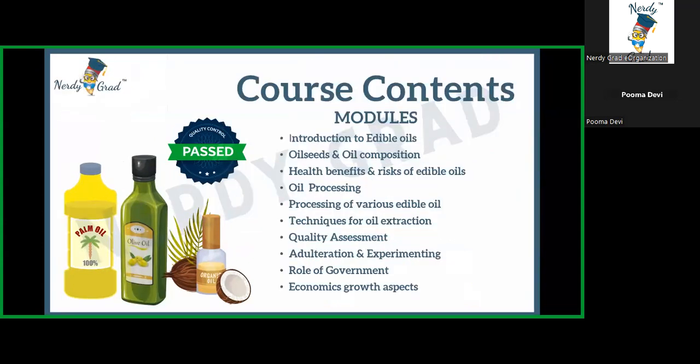In this course, we are going to see about the modules which are listed in front of you. The modules are Introduction to Edible Oils, Oil Seeds and Oil Composition, Health Benefits and Risk of Edible Oils, Oil Processing, Processing of Various Edible Oil, Techniques for Extraction, Quality Assessment, Adulteration and Experimenting, Role of Government, and Economic Growth Aspects.